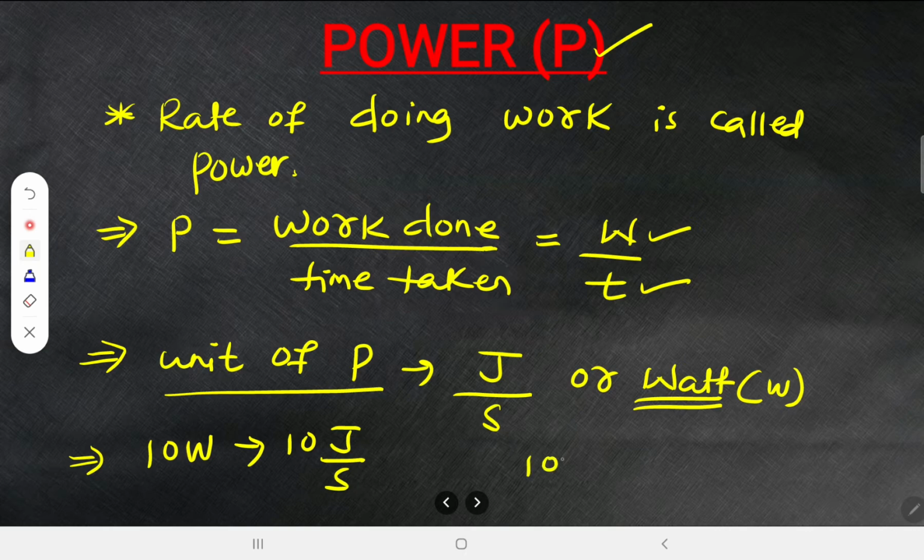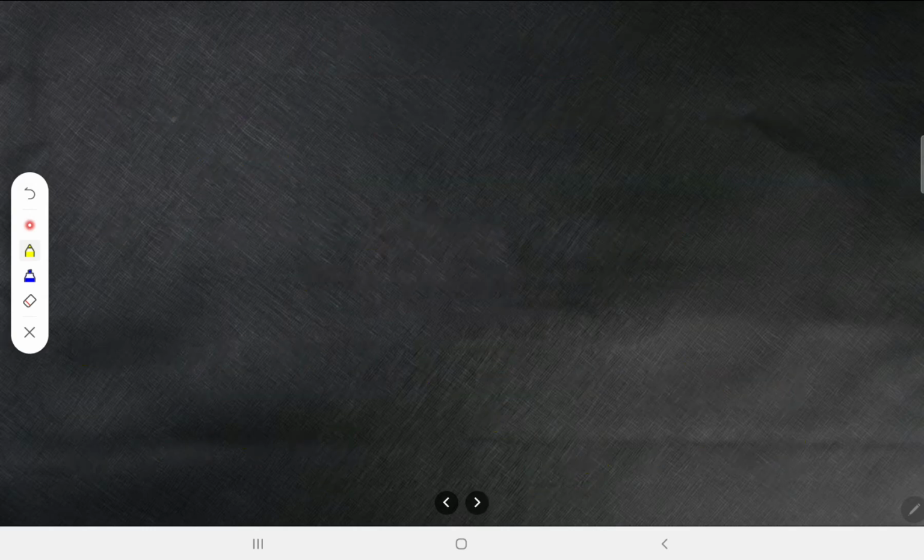What do you mean by 100 watt? 100 watt means, tell me, 100 joule per second. That means in 1 second 100 joule of work is done. So where more power is there? Here more power is there, because in 1 second how much work is done? 100 joule of work is being done there. All right, and here in 1 second how much work is being done? Only 10 joule of work is being done. All right, I hope the concept of power is quite clear.